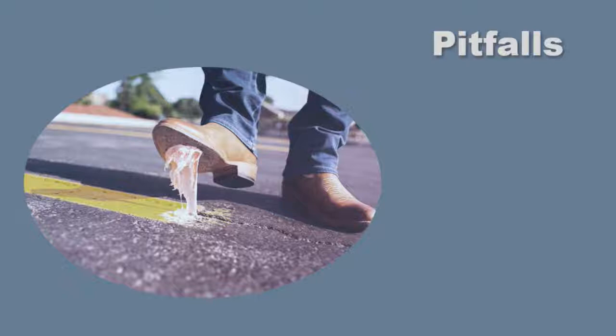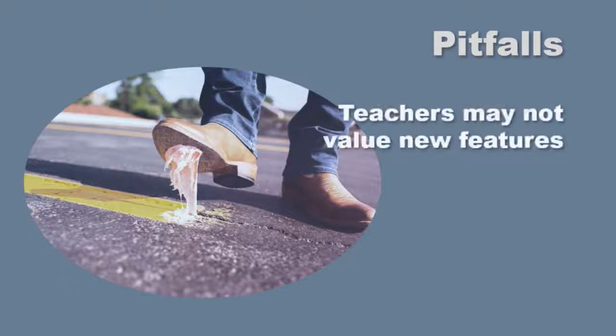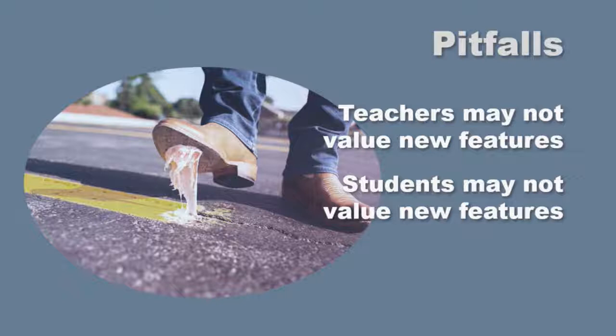There are some pitfalls in using unusual features. One of them is that teachers may not value those new features and say, why would I want that in a textbook? I'm going to use this textbook because it looks like a textbook should look. So you have to kind of overcome that. And then, related to that, students may not know how to use them either. But we talked about using hints and so on to overcome that.